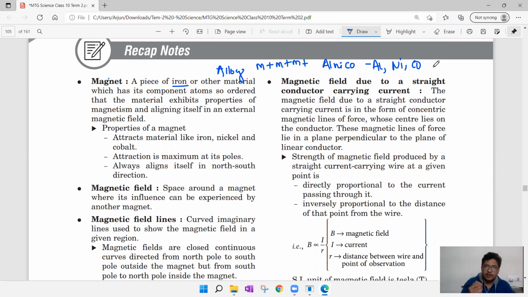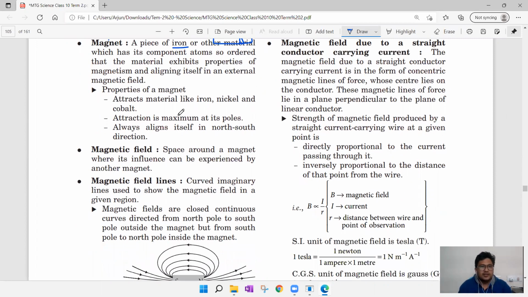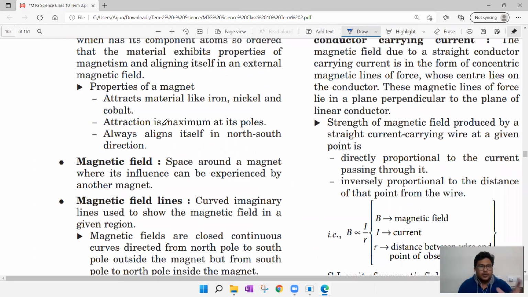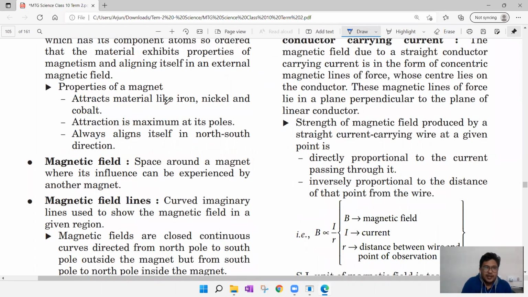They will be using some other alloys like carbon steel, iron steel, cobalt steel also. So in your laboratories, the magnets you are observing are mostly alloys, which will be attracting magnetic materials and can show magnetic properties like attraction, repulsion, etc. Now, properties of magnet. Magnet has a few properties. Number one, it attracts materials like iron, nickel, cobalt. So iron will be attracted by magnet, nickel will be attracted by magnet, cobalt will be attracted by magnet.